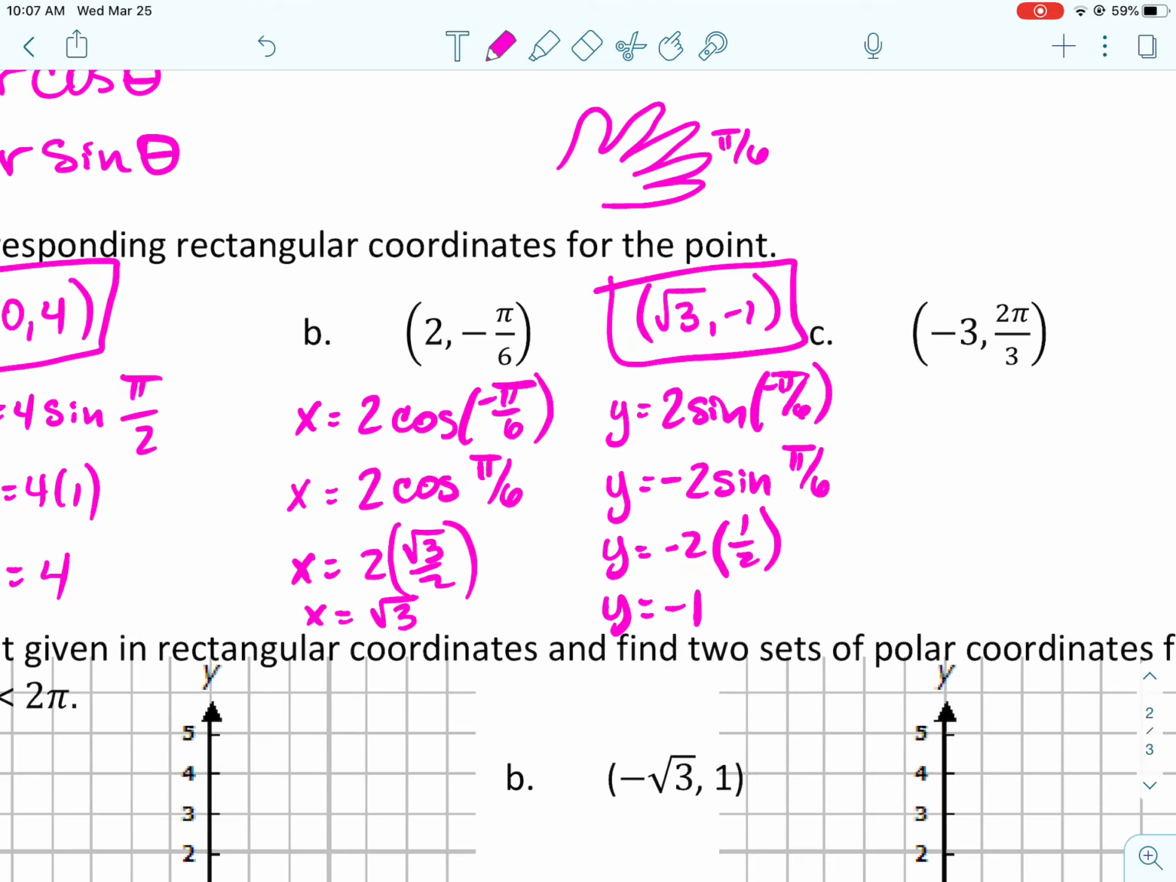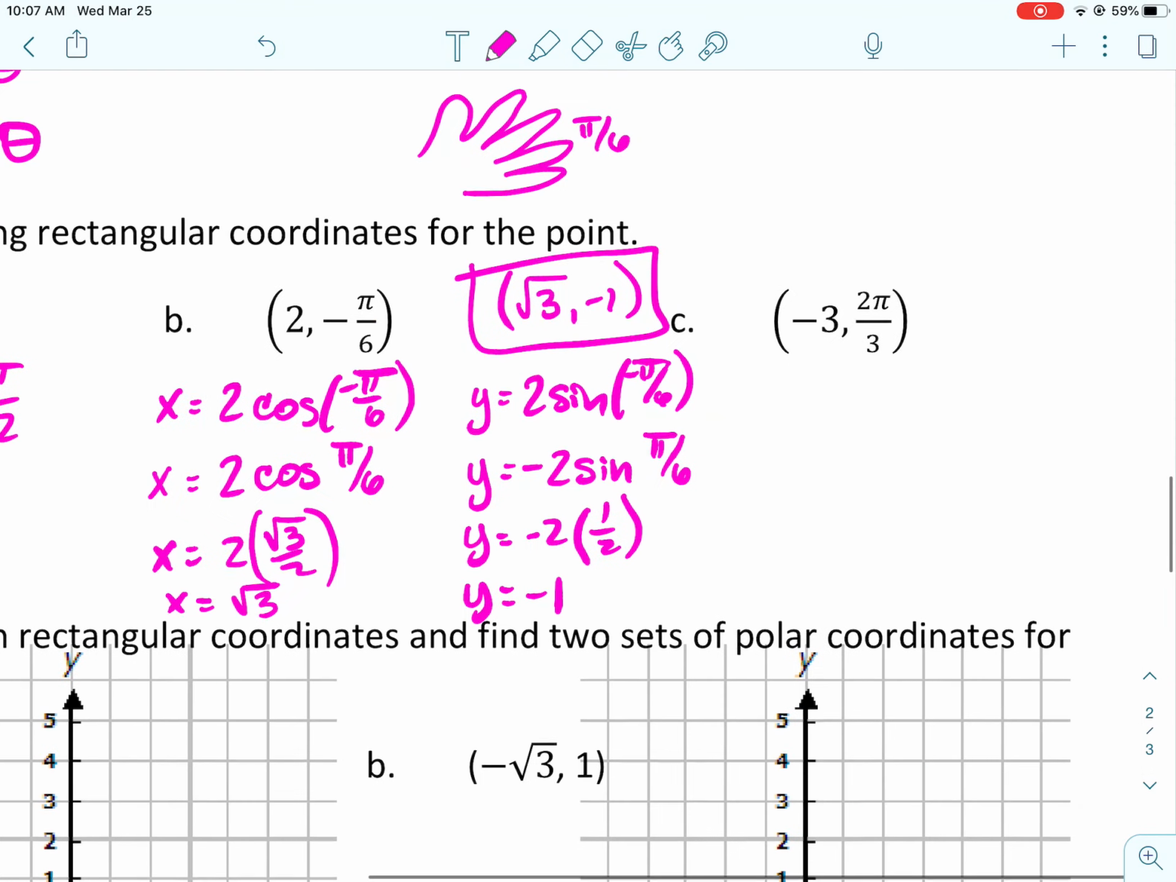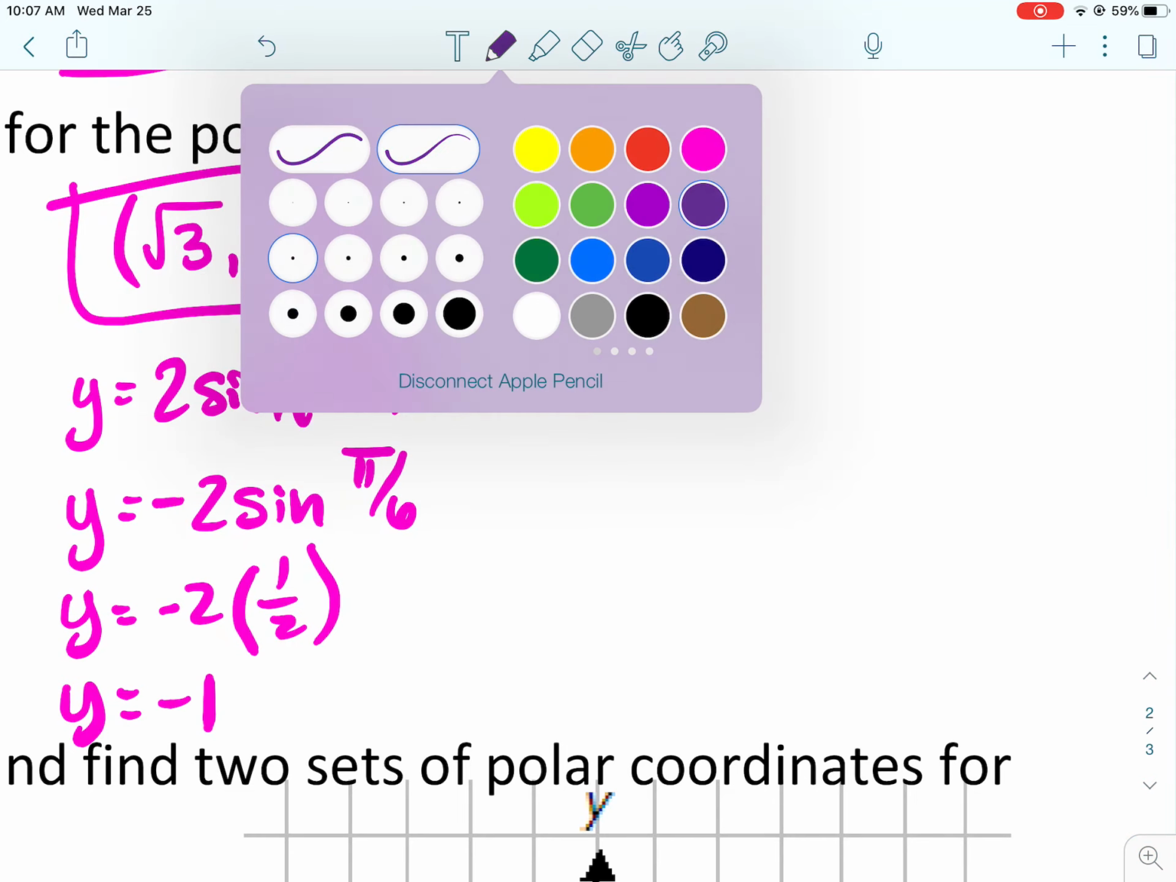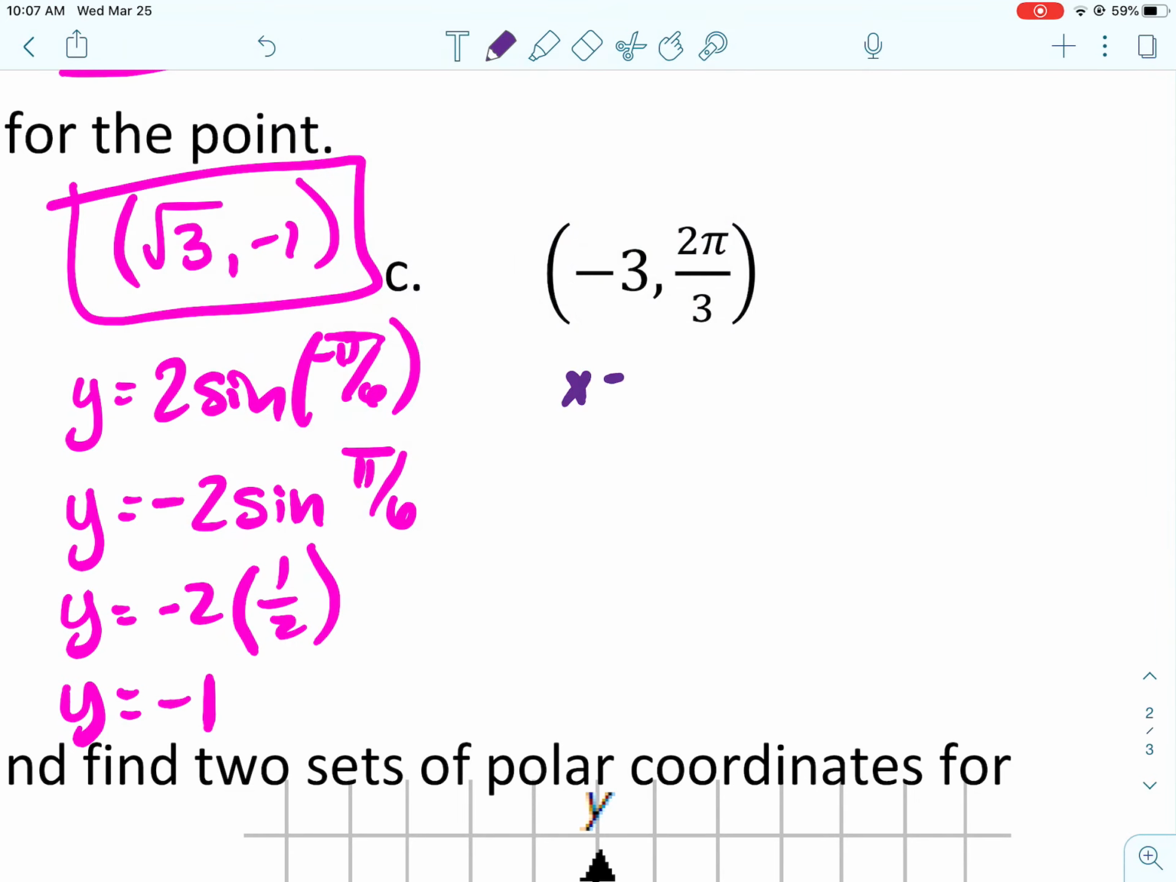So the rectangular coordinates are going to be square root of 3, negative 1. So you go right square root of 3, and then down 1, and that takes you to the exact same point. Okay, one more. I'm going to change colors. All right, so x is going to be negative 3 times the cosine of 2 pi over 3.